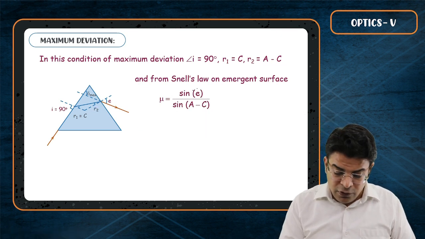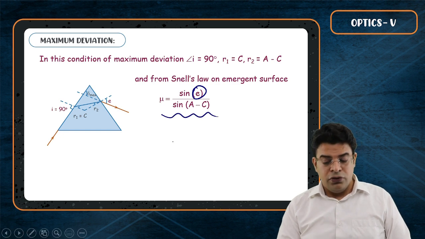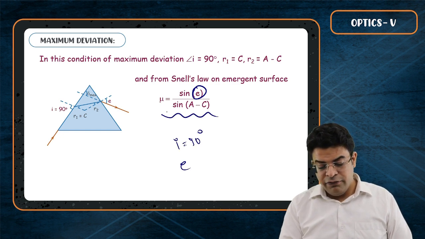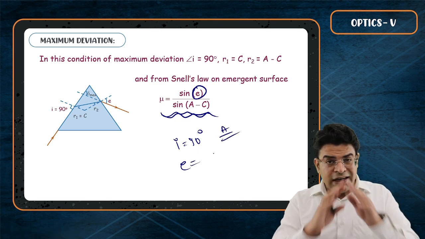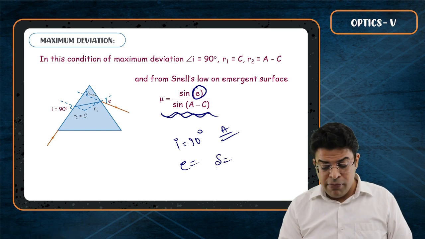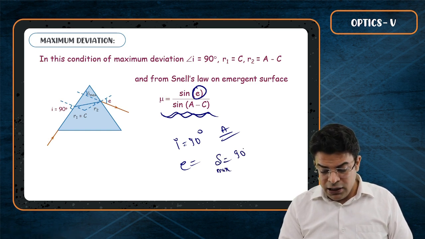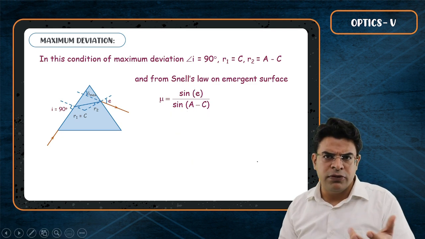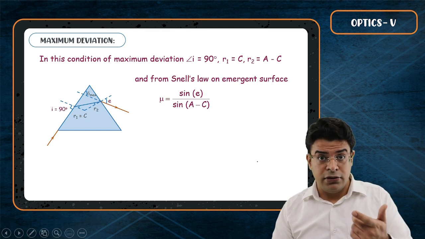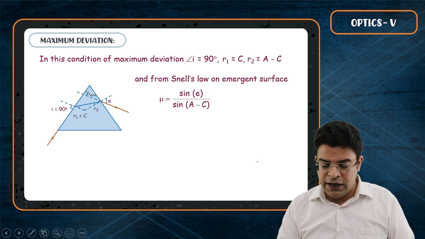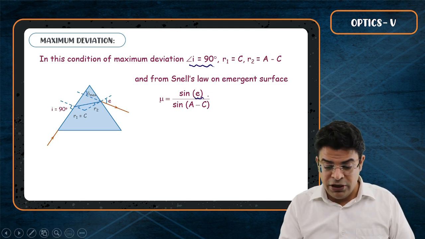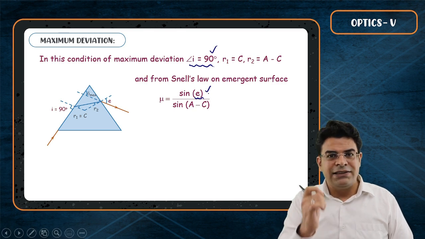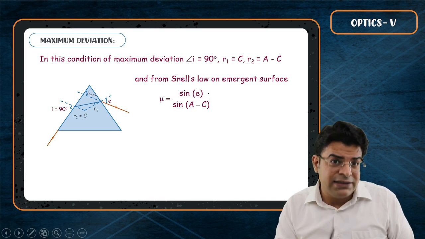Now once you have found e using this formula, you know that i is 90 degrees, e we can find from Snell's law, and A we already know, that is the apex angle. So the overall maximum deviation comes out to be i plus e minus A. If you get this type of question that the ray is hit such that the deviation is maximum, then better take i equals 90 degrees, find out e using Snell's law, and then the deviation will be 90 plus e minus A. Now this case is not that important.